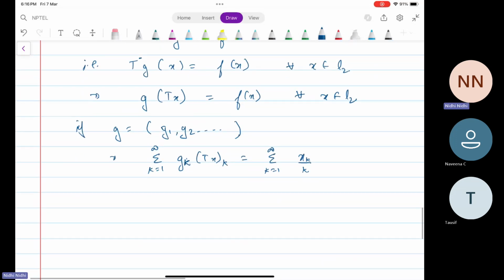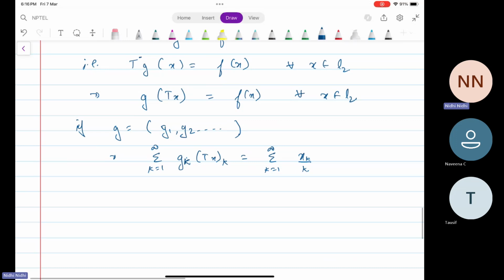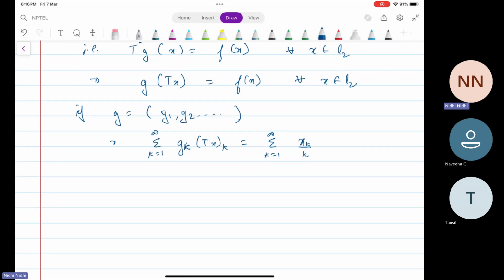And how is Tx defined? So Txk is basically xk by k square. So this implies summation k from 1 to infinity gk xk by k square is equal to summation k from 1 to infinity xk by k, for every x equals x1, x2, and so on in L2.